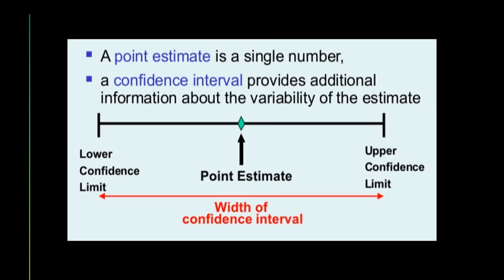So a point estimation is a single number, whereas in a confidence interval, we always have a lower limit and an upper limit, and the center point will be the single point of estimation. So there is a width for the confidence interval. So point estimation is just a single value, whereas the confidence interval is an interval with a lower limit and an upper limit.